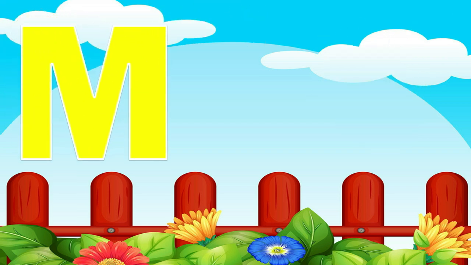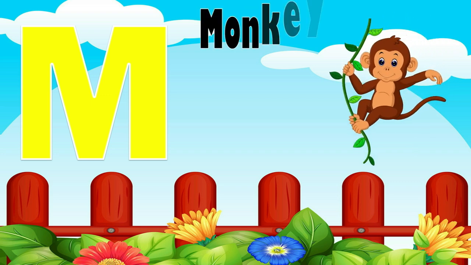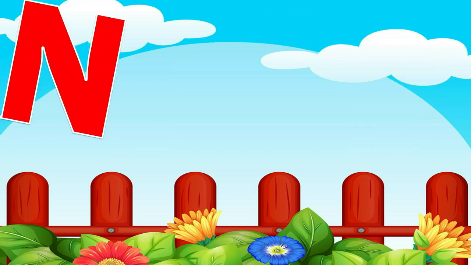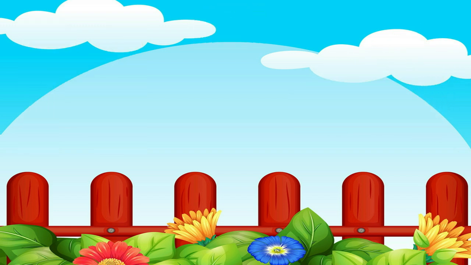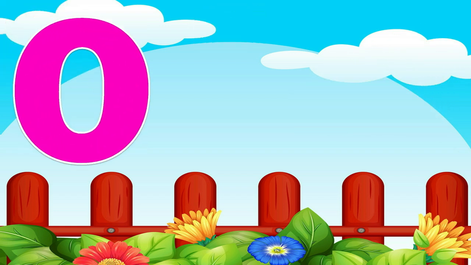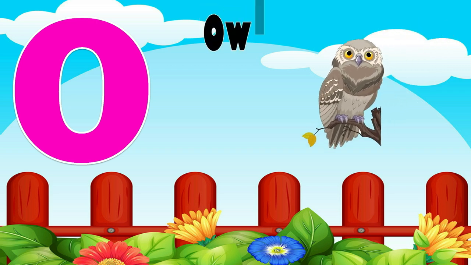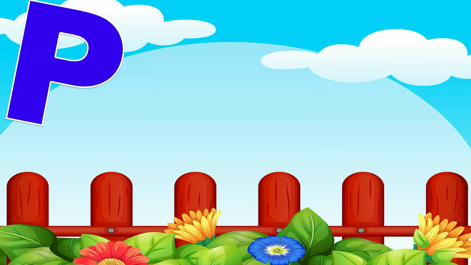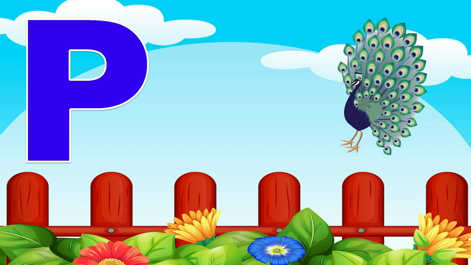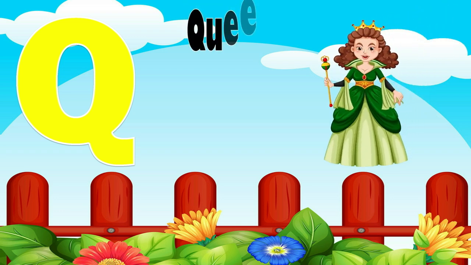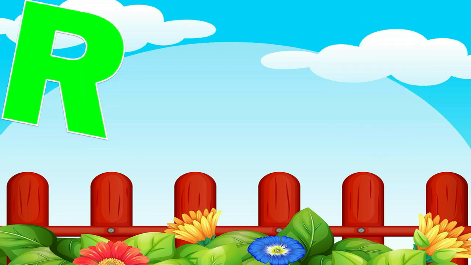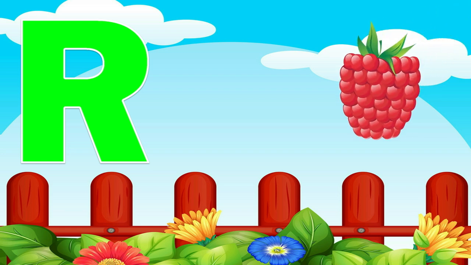M is for monkey. N is for nut. O is for owl. P is for peacock. Q is for queen. R is for raspberry.